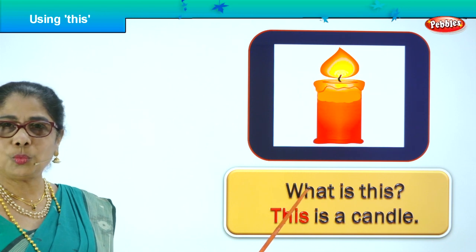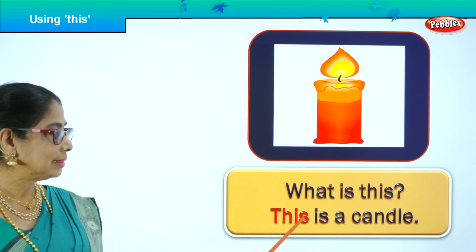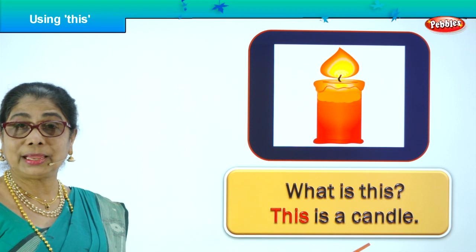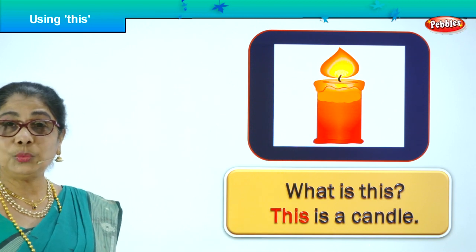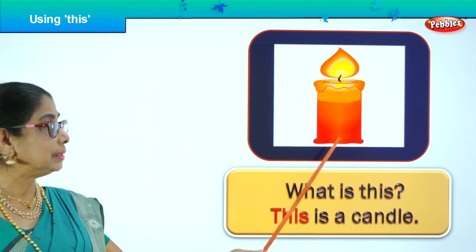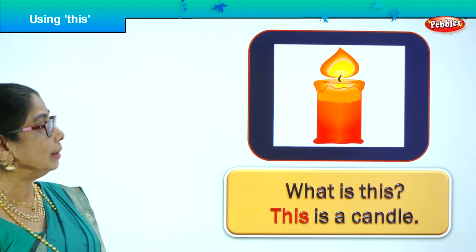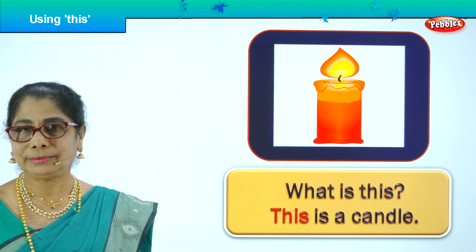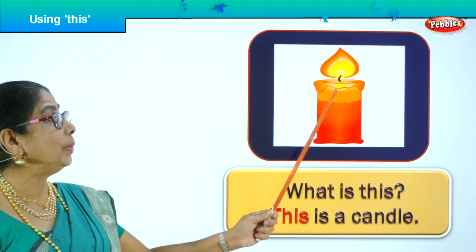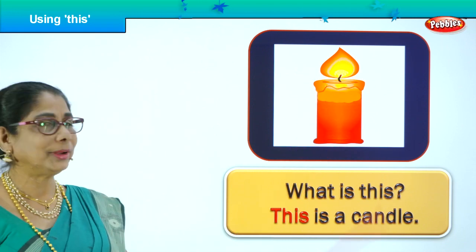Let's read the question. What is this? This is a candle. This is the birthday candle. Yes? You blow and wish that you become clever and good and pretty. What is this? This is a candle. What color candle? A red color candle. Yes? What is the candle made of, children? Wax. When you burn it, it melts and comes down and becomes smaller and smaller.